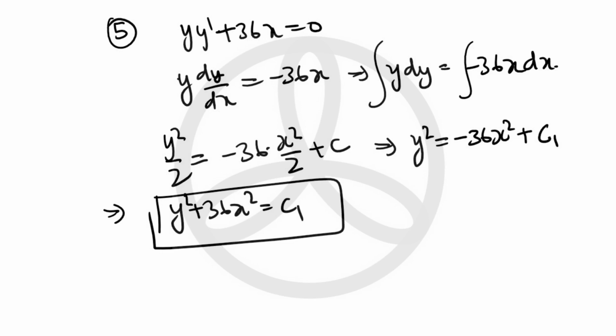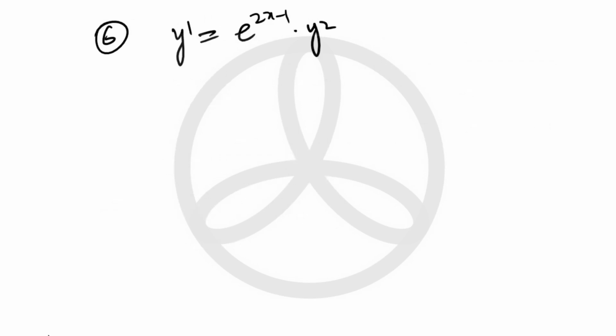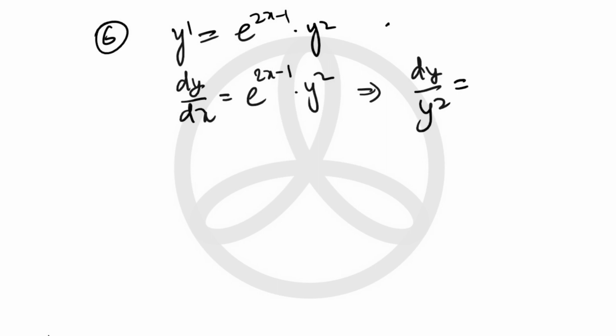Now we will move to the sixth one. Okay, so we got here, this is the sixth question. dy by dx is equal to e to the power (2x minus 1) y squared. Again, this can be separated very well, and it will be dy by y squared is equal to e to the power (2x minus 1) dx. And this can also be written as e to the power 2x divided by e, where actually e will act as a constant.